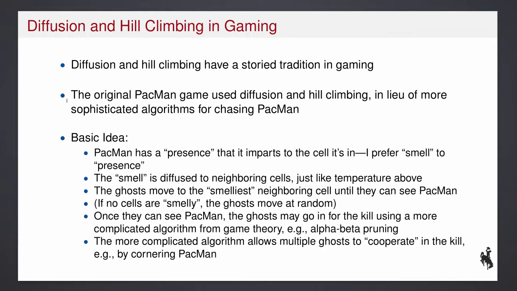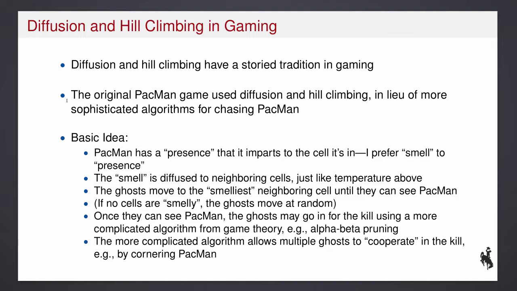Both diffusion and hill climbing have a really long history in gaming. This is best seen in the original Pac-Man, which used both algorithms to great effect. So the diffusion idea we've talked about is that Pac-Man has a presence or a smell. Different books call it different things, and as Pac-Man moves around, it leaves that smell in its location. Then that dissipates. So it's very strong close to where Pac-Man is, a little strong where Pac-Man was not too long ago, and pretty weak where Pac-Man was quite a while back.